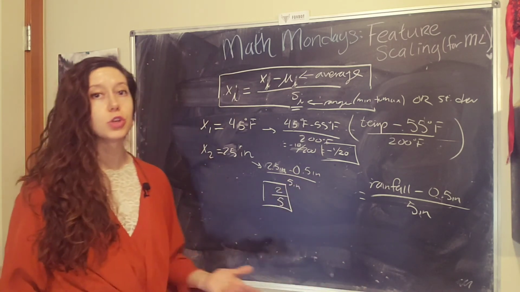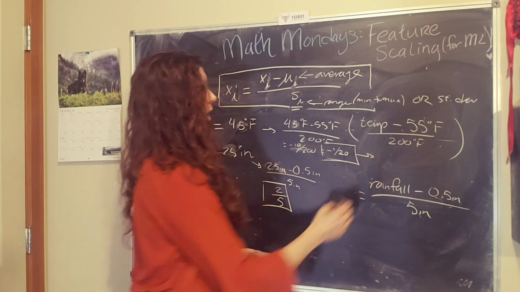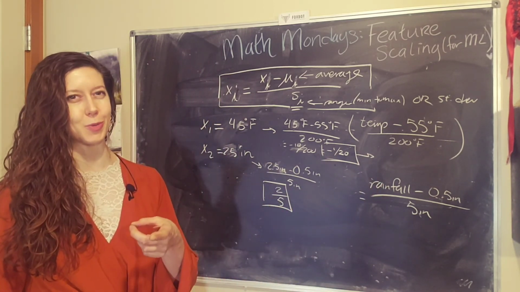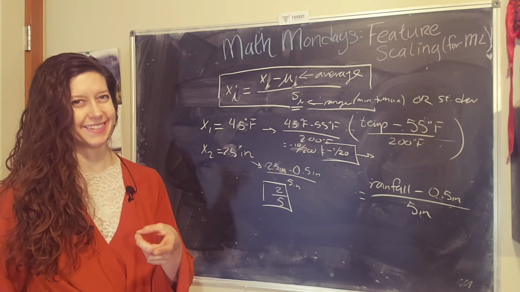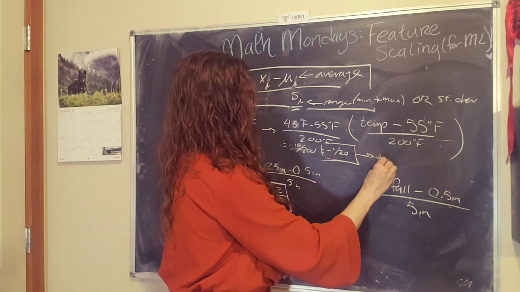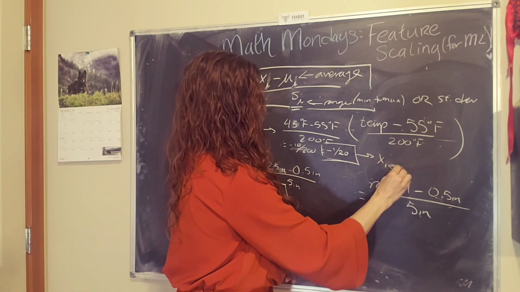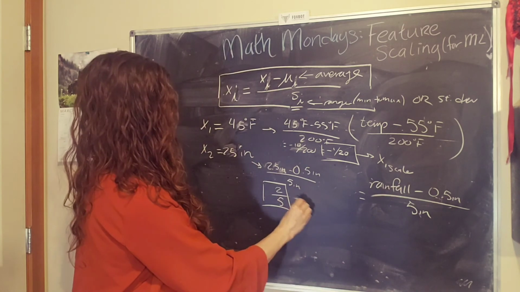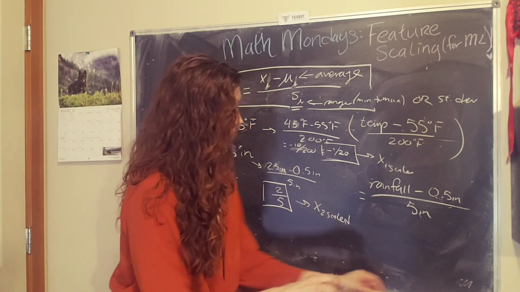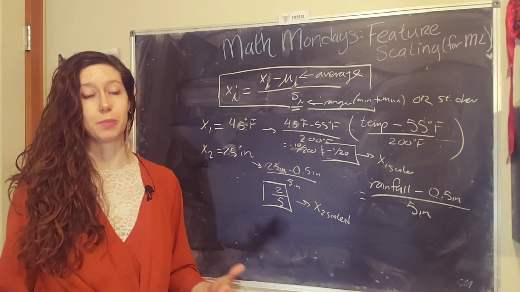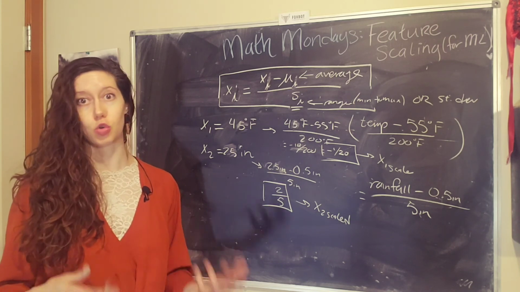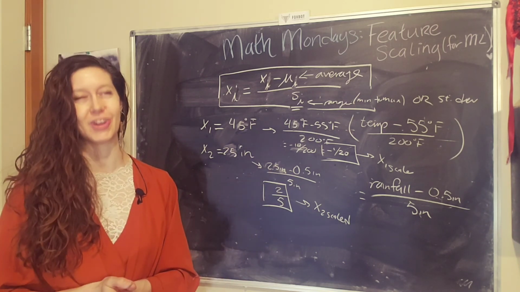And so what we would do is plug that back into a new array. Remember, don't write over your data. Just when you're coding, save it into a new array. So we'd have like x1 scaled, and this would go to x2 scaled. And this would help us minimize the cost function or finish gradient descent way faster.